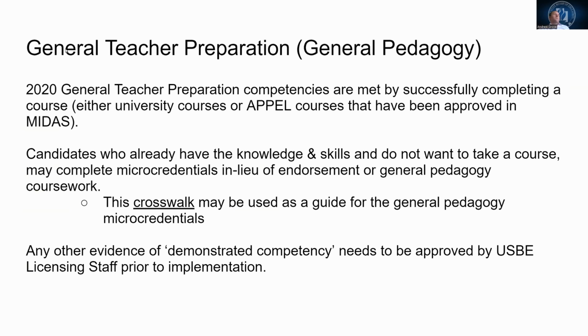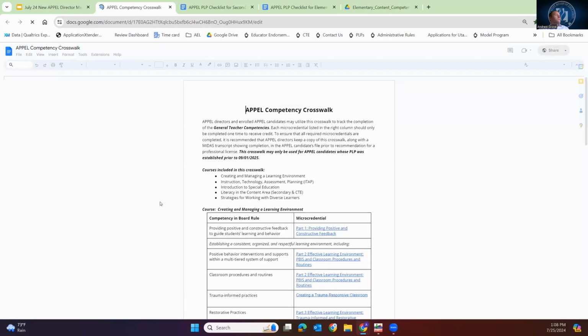So another one of the pillars that we talked about was the general teacher preparation, or the general competencies, or the general pedagogy. Under the competencies that we're using right now and for the next year, we call those the 2020 general teacher preparation competencies. Most candidates are taking either district coursework or university coursework, and that's fine. Candidates that already have the knowledge and skills and don't want to take a course may also complete micro credentials. And we have this crosswalk that I am going to show you.